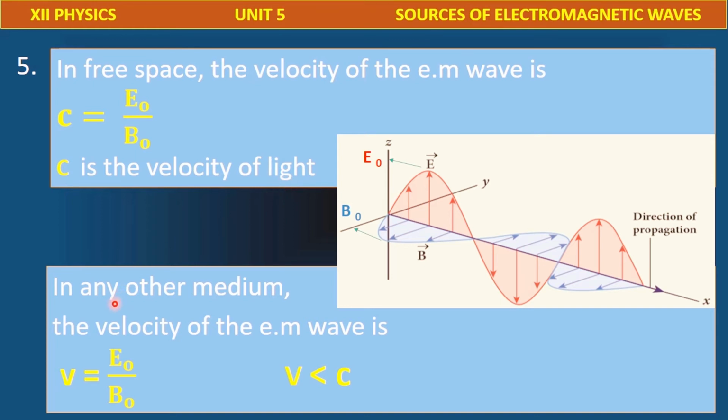Now, if the electromagnetic wave is traveling in any other medium, and if you want to find the velocity of the electromagnetic wave in that medium, the same formula you should apply. That is, the amplitude of the electric field divided by the amplitude of the magnetic field will give the velocity of the electromagnetic wave in that medium. You know that the velocity of the electromagnetic wave in any medium will always be less than the velocity of light.